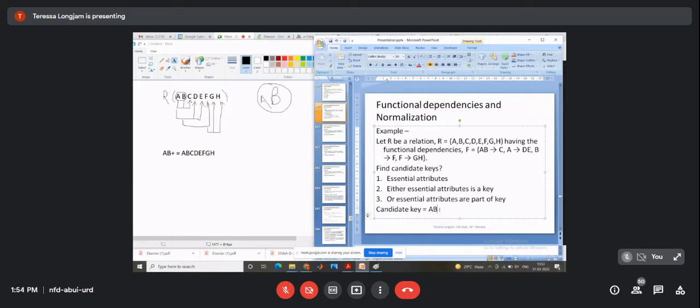Okay, any doubt? We'll see a few more examples in the next class. So this is one such example which has only a single candidate key, and here the essential attribute itself is the candidate key. We'll see some more examples where this is not going to be the case, where the essential attributes are not going to be the candidate key, and there are going to be many candidate keys. So we'll see those examples in the next class.